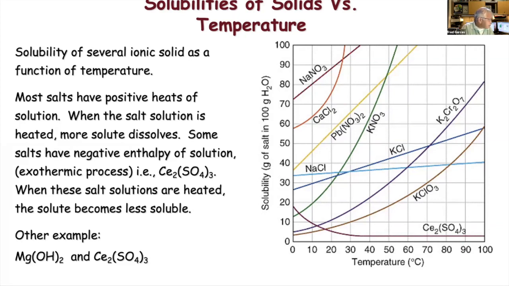Look at this weird exception right here. What happens when you raise the temperature of cerium sulfate? You actually don't get more of it dissolving, you get more of it solidifying. In other words, it crystallizes out. The solubility decreases. So for cerium sulfate, would you say it's endothermic or exothermic? And hopefully you guys said it was exothermic, because the reaction is shifting to the left as you raise the temperature. In other words, more solid is being formed, okay?